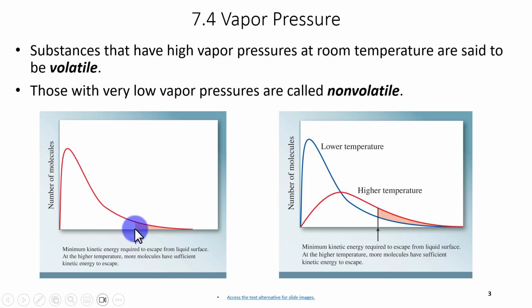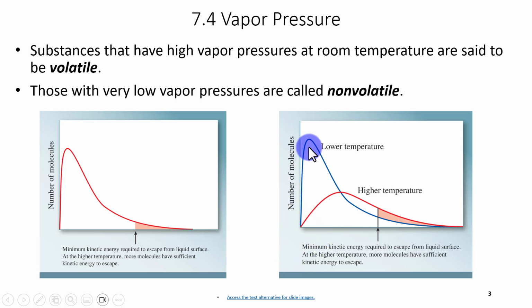If right here is the minimum kinetic energy that is required to escape from the liquid phase, only what appears in kind of an orangey color, only those molecules are going to be able to escape, because they have more than the minimum kinetic energy that is required. The rest of these particles contained in this white area over here don't have enough energy, so they're still in the liquid phase. Only this part of those molecules is going to escape.